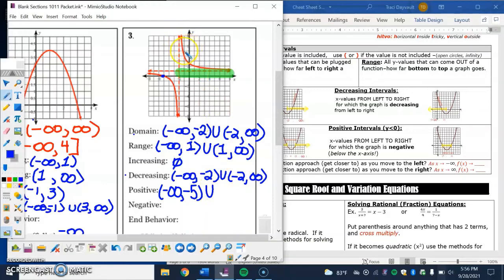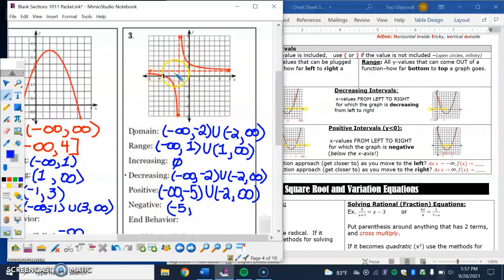Okay, and then it becomes positive again right here, which is -2. Again, not included because you can't plug in -2. And are all of the rest of these x values going to give you a positive y value? Yes. So from -2 to infinity, this function is positive above the x-axis. Now let's look on the x-axis for where it is negative. It's going to become negative right here at -5.